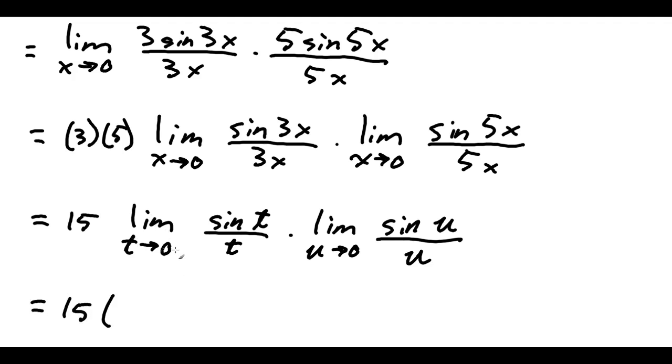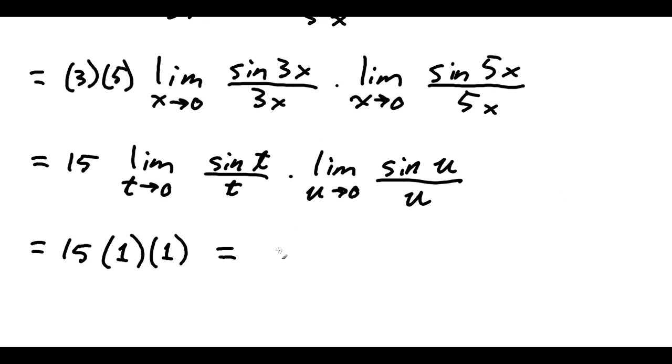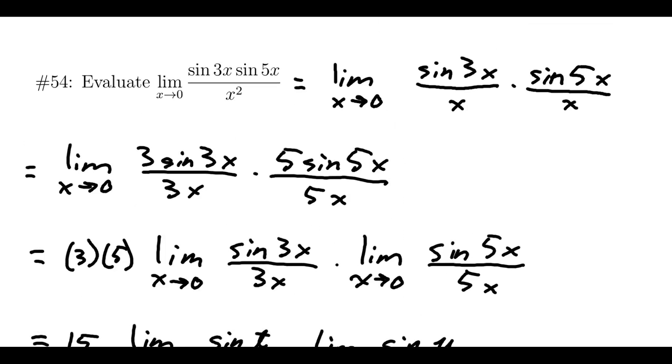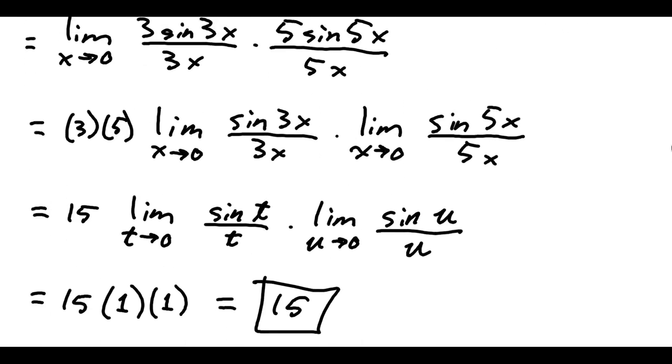The limit as t approaches 0 of sine t over t is 1. That is the special trigonometric limit that was introduced in this section. And the limit as u approaches 0 of sine u over u is 1. Same thing, right? So what we find here is that this limit evaluates to 15. The limit as x approaches 0 of sine 3x times sine 5x over x squared works out to 15.